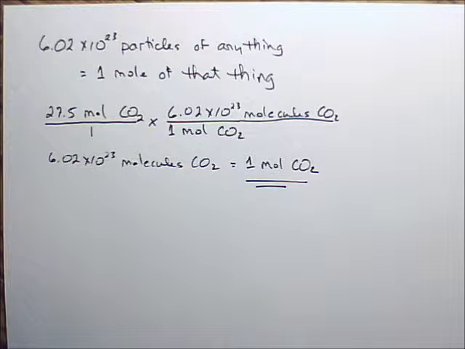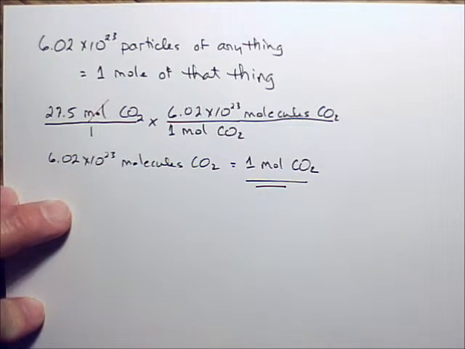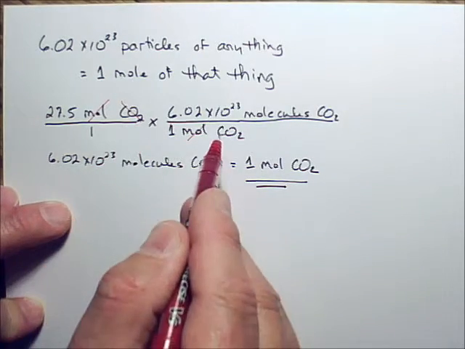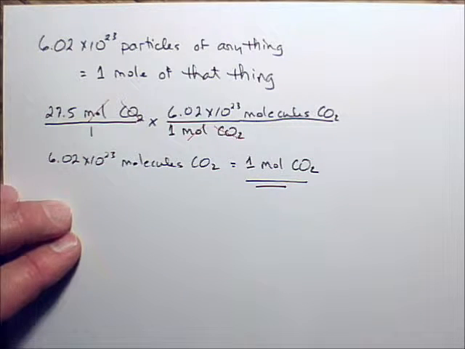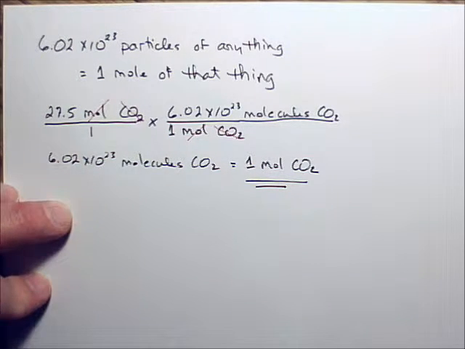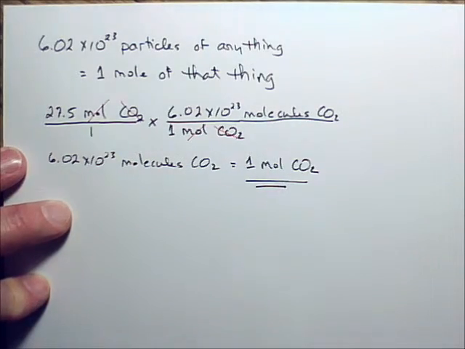Now I can cancel the like units and species that are on the top and bottom. So moles can cancel out, and CO2 can cancel out because they are like units and species on top and bottom in the same multiplication division problem. Okay? This is multiplication and this is division.